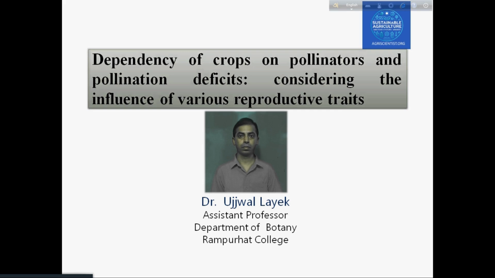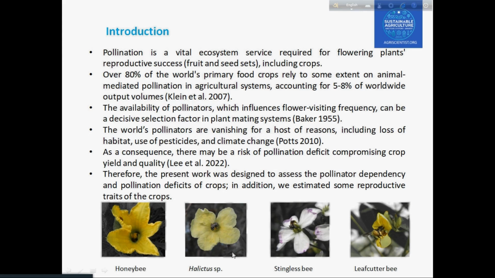My selected topic is Dependency of crops on pollinators and pollination deficit, considering the influence of various reproductive traits. Pollination is a vital ecosystem service required for plant reproduction. About 80% of world food crops rely on pollinators.